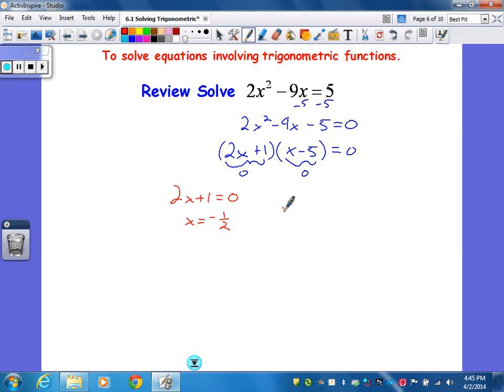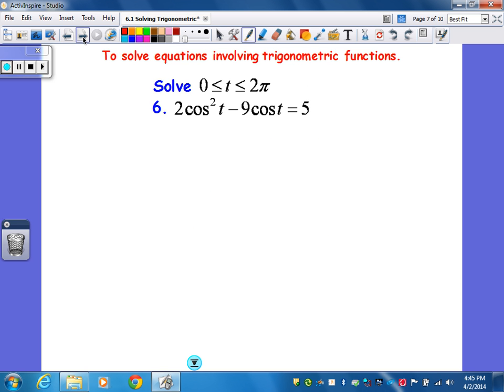And then the other one, x minus 5 equals 0. X will be equal to 5. Okay, that wasn't too bad, was it? Just a little flashback in time.